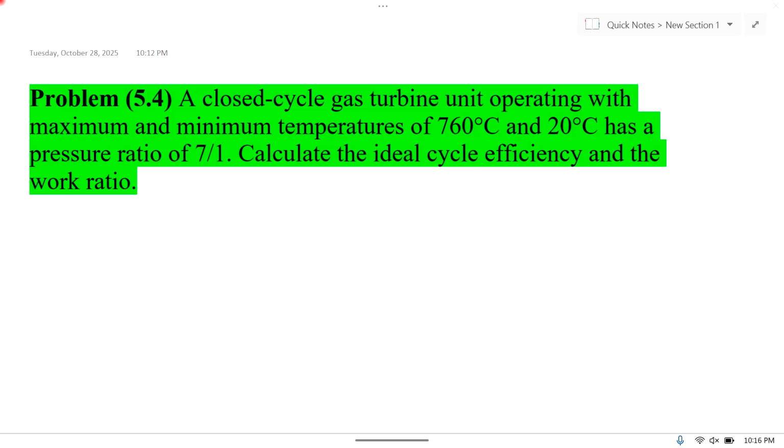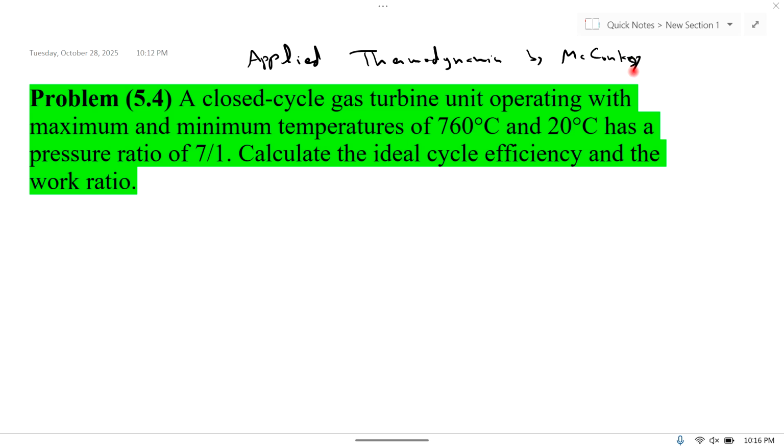Bismillahirrahmanirrahim. In this lecture, I am solving problem 5.4 from the book Applied Thermodynamics by McConkey.